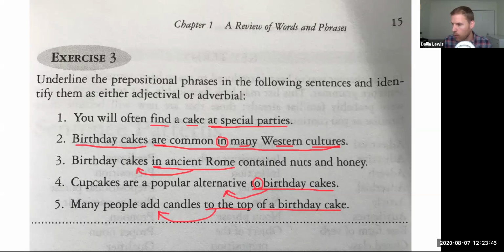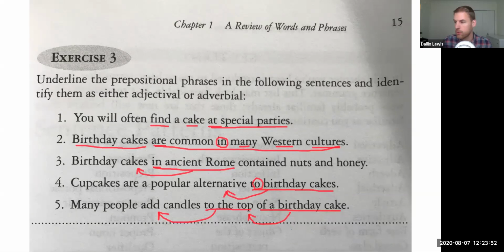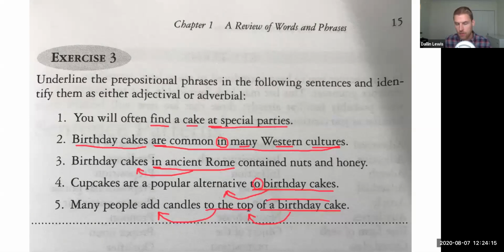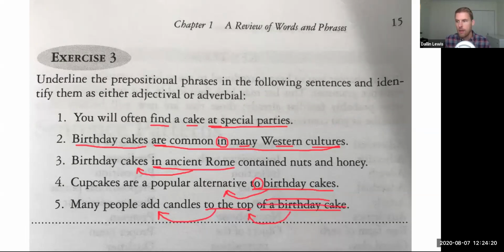Now, of a birthday cake, what is it modifying? It's actually modifying the noun top, which is the noun from the other prepositional phrase. This makes this one adjectival and the other adverbial, because we could not move of a birthday cake to a different part of the sentence. Notice we couldn't say, to the top, many people add candles of a birthday cake. Doesn't make any sense. But we could say, to the top of a birthday cake, many people add candles. We could also, if we drop this, just say, to the top, many people add candles.